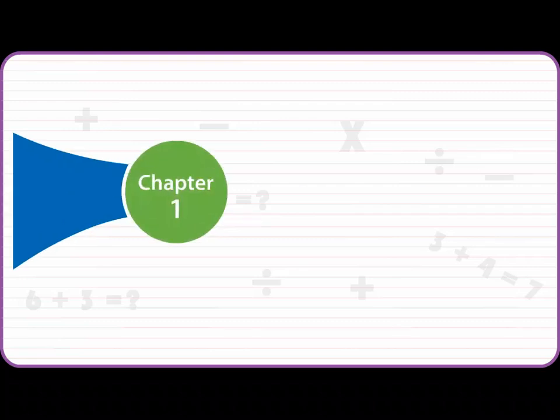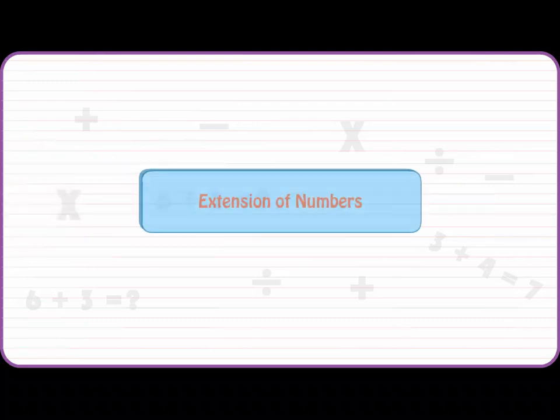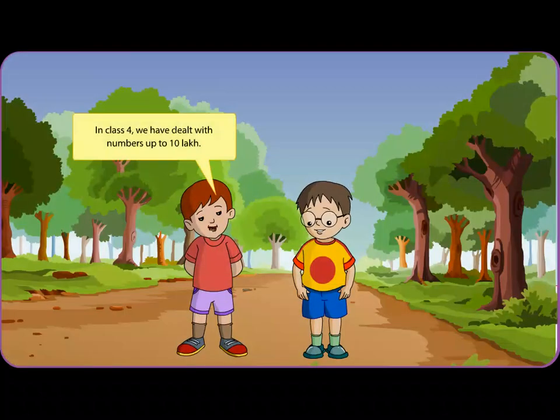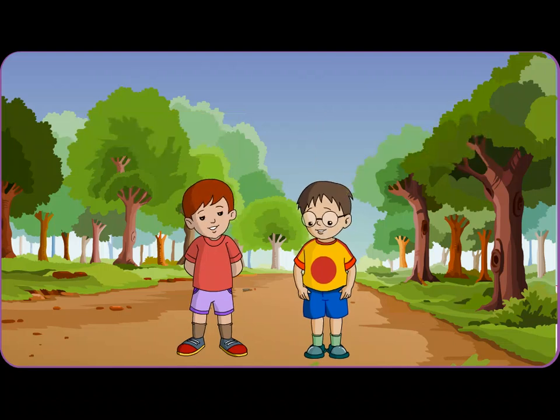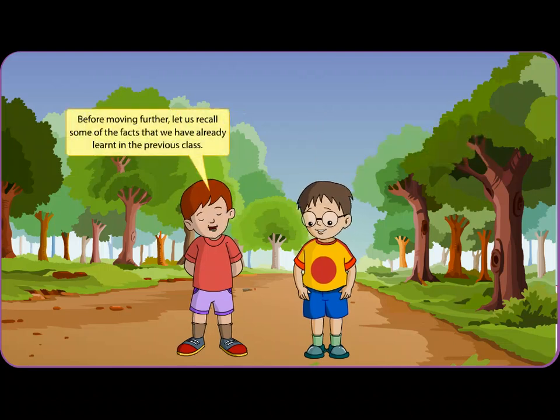Chapter 1. Numbers and Numeration. Extension of numbers. In Class 4, we have dealt with numbers up to 10 lakh. Though we know that the number system can be extended up to crores and even beyond. Before moving further, let us recall some of the facts that we have already learned in the previous class.